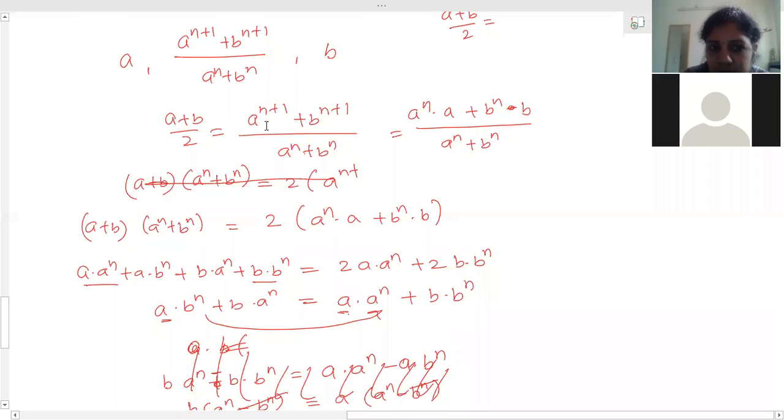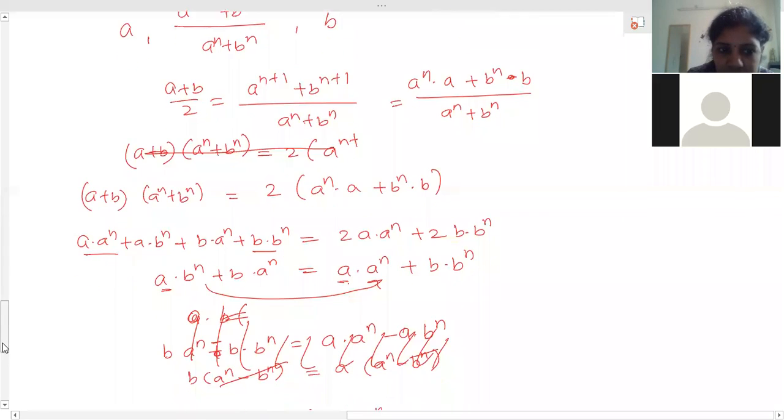So here this is arithmetic mean. So that means here I have simplified this part. It will be a to the power n into a plus b to the power n into b divided by a to the power n plus b to the power n. Then cross multiply. A plus b into a to the power n plus b to the power n is equal to 2 into this part.